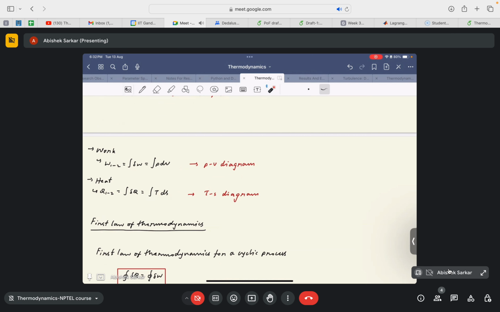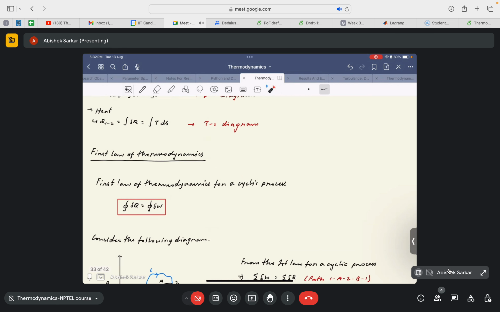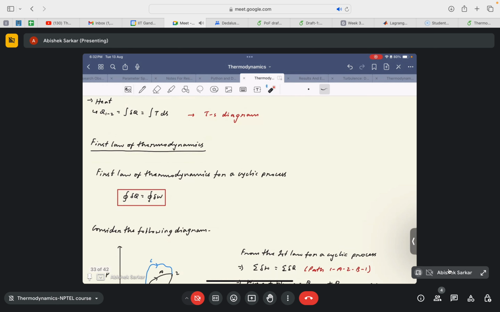About entropy we will discuss when we are dealing with the second law of thermodynamics. Then we will be very clear how to draw the TS diagrams, what they signify, and what an isentropic process means. Now we discuss the first law of thermodynamics.